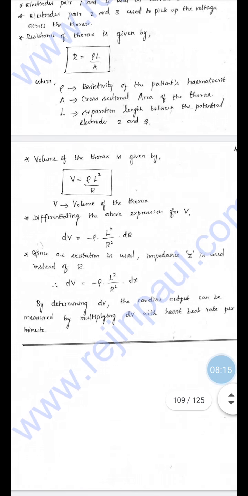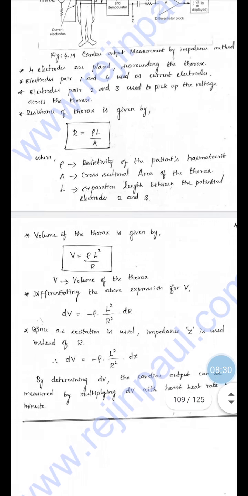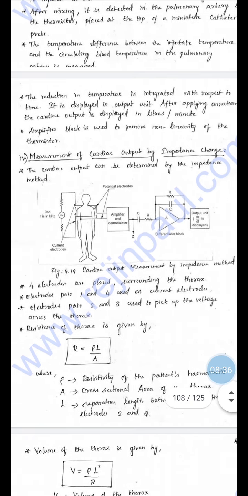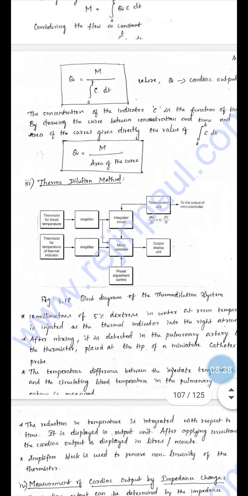Differentiating the above expression for V, dV is equal to minus rho L square by R square into dR. Since AC excitation is used, impedance Z is used instead of R, where dV will be equal to minus rho L square by Z square into dZ. By determining dV, the cardiac output can be measured by multiplying dV with the heartbeat rate per minute. In that manner, we can obtain the cardiac output of the particular patient.